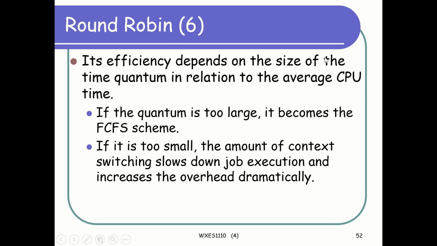Its efficiency depends on the size of the time quantum in relation to the average CPU time. If the quantum is too large, it becomes the first come first serve scheme. If it's too small, the amount of context switching slows down the job execution and increases the overhead dramatically.